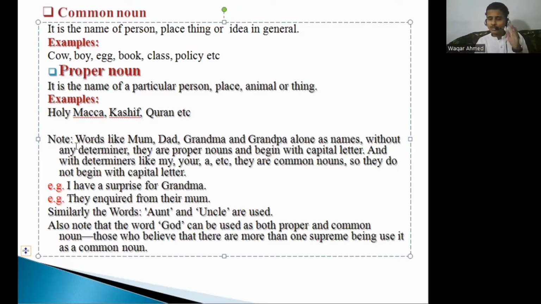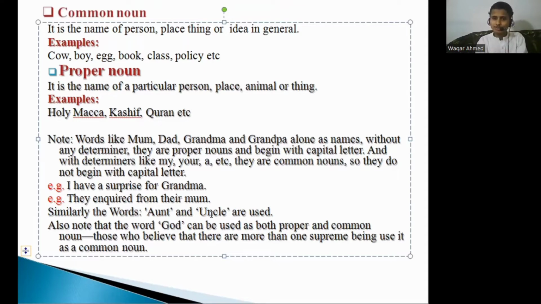Now here's the thing that should be taken into consideration, or that should be noted, which is that the words or nouns like mom, dad, grandma, grandpa, and also aunt or auntie and uncle, these are the nouns in English language that can be used as both, excuse me, a common noun and a proper noun. Well, here comes the rule.